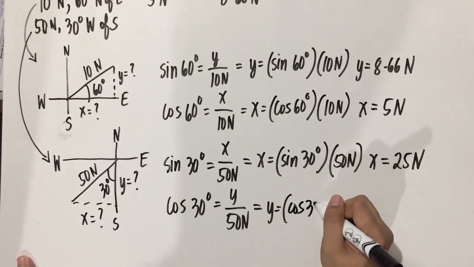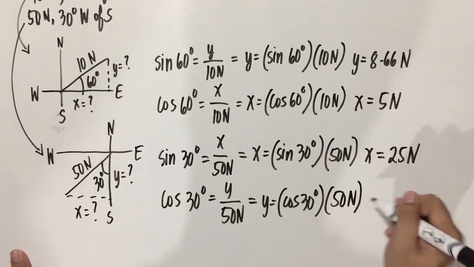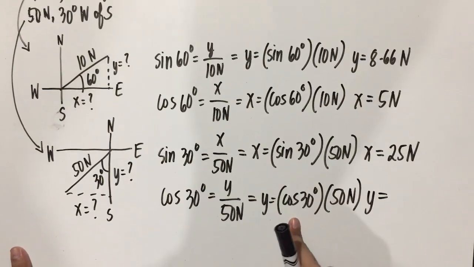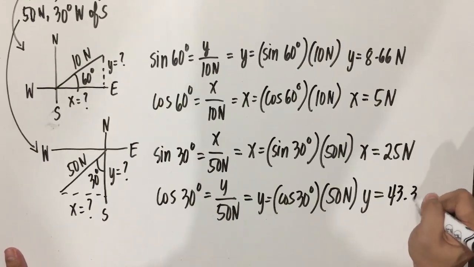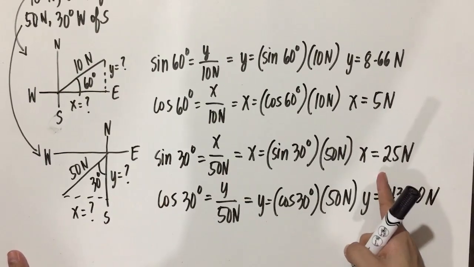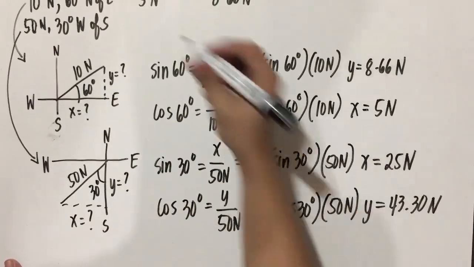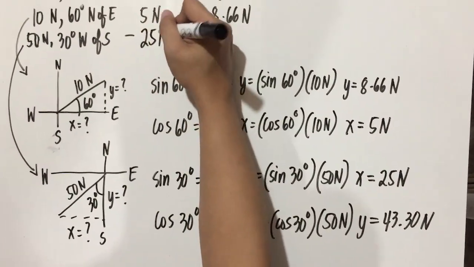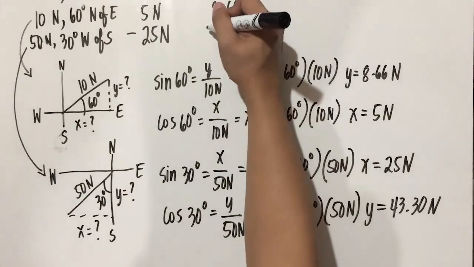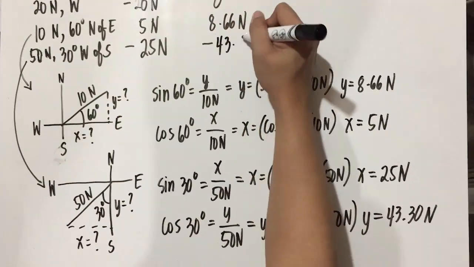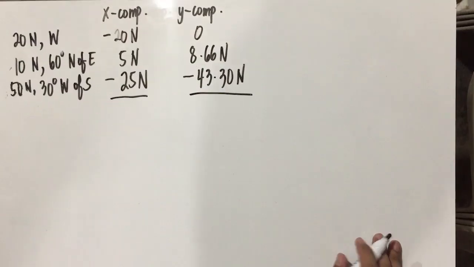Just a heads up, kids, it is not always that x is sine and y is cos, or the other way around. We have to be mindful about the position of the given. So y is now 43.30 newtons. We can go ahead and put that on the x and y components, and we know that these are found on the third quadrant, so they are all negative. Negative 25 newtons, even though it is not negative the way you calculate it, because we have to be mindful about the direction. So negative 43.30 newtons. Now let's continue our solution.